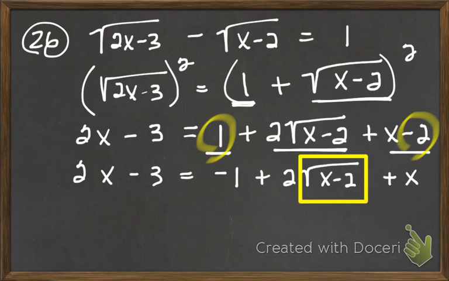So let's just start. How do I move that negative 1? You add it to both sides. So that's going to give me 2x minus 2. Okay?